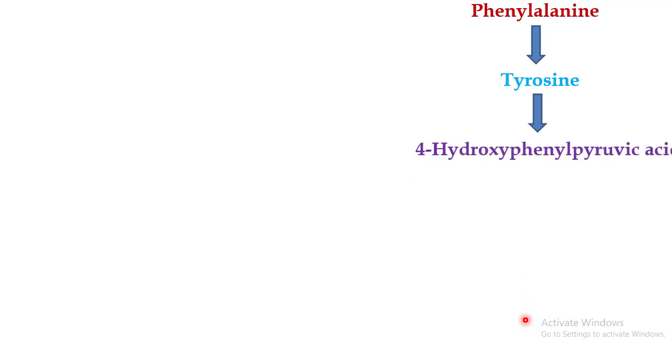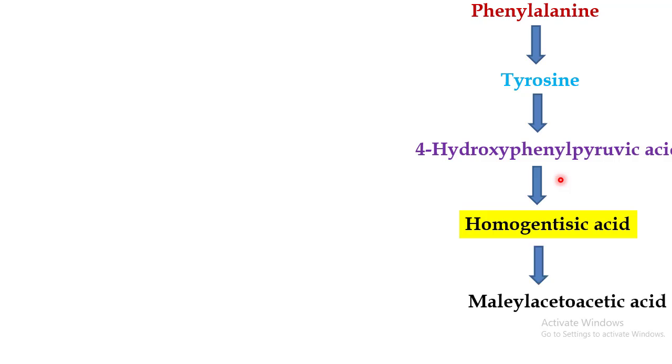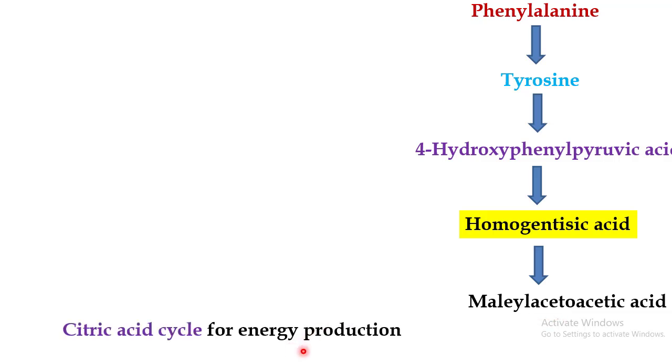When you talk about the metabolism of phenylalanine and tyrosine, of course that is going to be a complex metabolic pathway. I'm not going into the detail of that because that is not the scope of this particular video. So during the metabolism of phenylalanine and tyrosine, you are going to get 4-hydroxyphenylpyruvic acid, which is then converted into homogentisic acid, which is the acid that we just discussed. That homogentisic acid is going to convert into maleylacetoacetic acid, and this is utilized in the citric acid cycle for the energy production. This is what is normally happening.